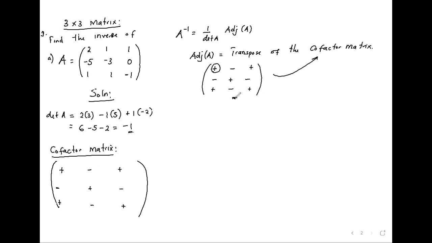Then from there, where do I go? I now start getting the cofactors without using this 2. I'm just using the inner. Once I pick 2, I remove it. I'm just interested in the sign and then the determinant of the inner matrix. So here I'll have 3 minus 0. I'm getting 3.